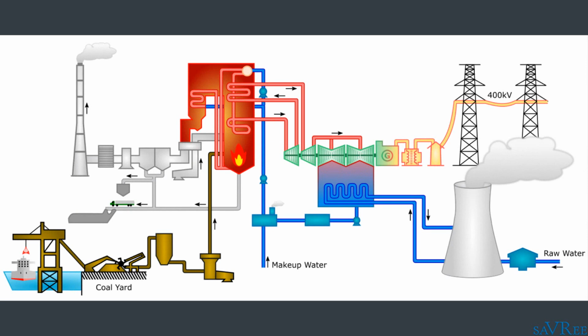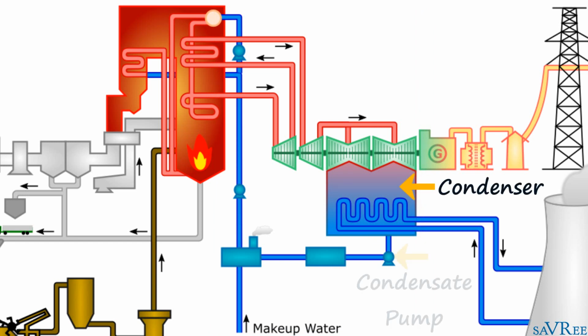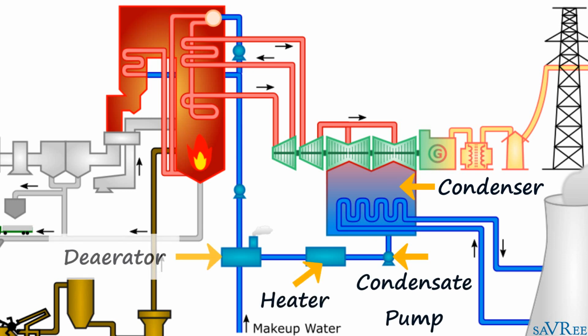So here is our drawing showing each of the main systems of a coal-fired power station. The systems that we're interested in are the condensate system, the makeup water system, and the boiler feed water system. These systems are shown on the diagram in blue, although the raw water system is also shown in blue. The condensate system on our diagram consists of a condenser, a condensate pump, a heater, and at the point the condensate enters the deaerator, the condensate becomes feed water.